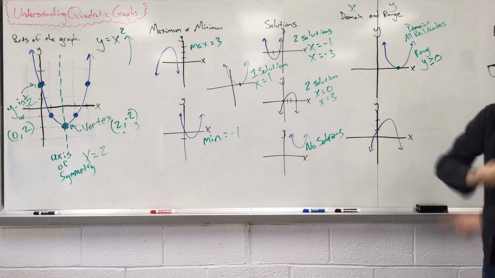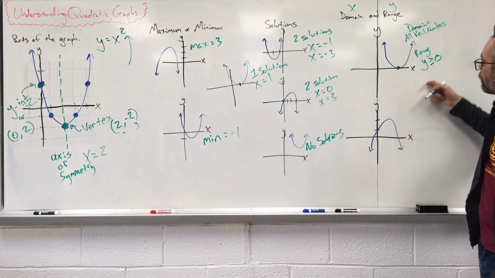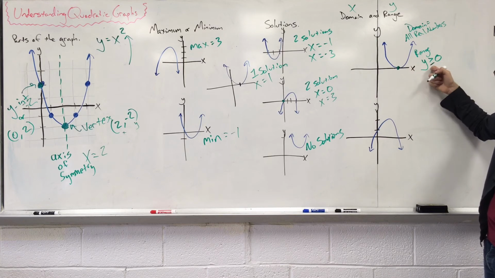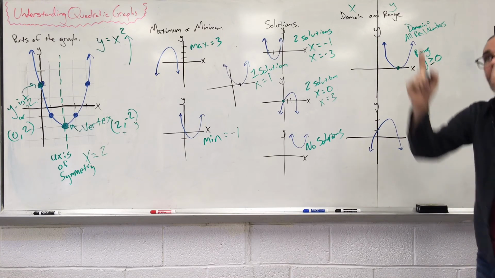Domain, all real numbers, because we hit every number ever. Range, we start at 0. We're talking about y's. It hits 0, that's why the equal. Greater than says we go up.